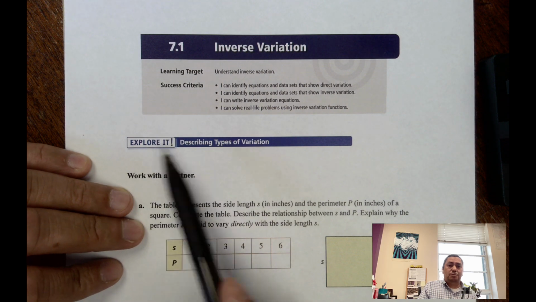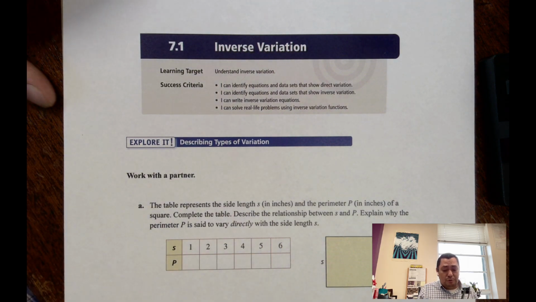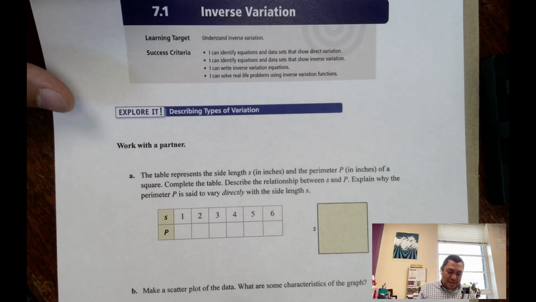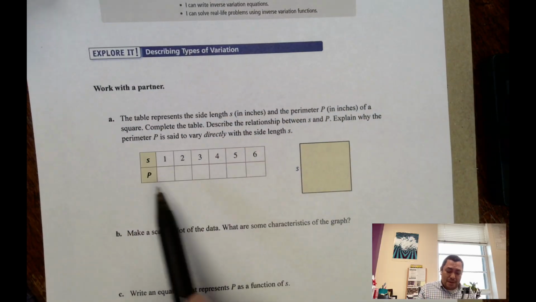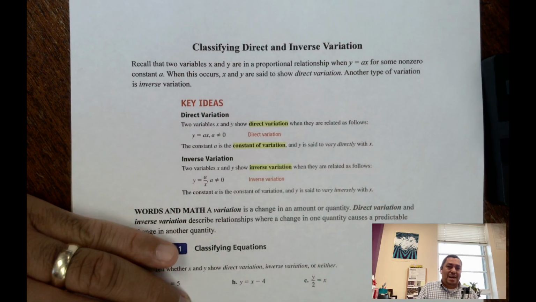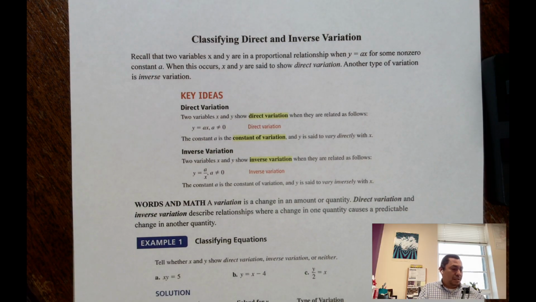In this case, the Explore It is an activity that you can do in class. Pretty easy. Just follow the steps and then form your own data information that you can do with a partner, or you can do it by yourself. What we're going to start with is classifying direct and inverse variation.